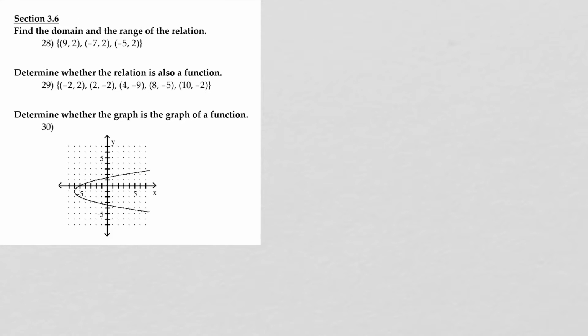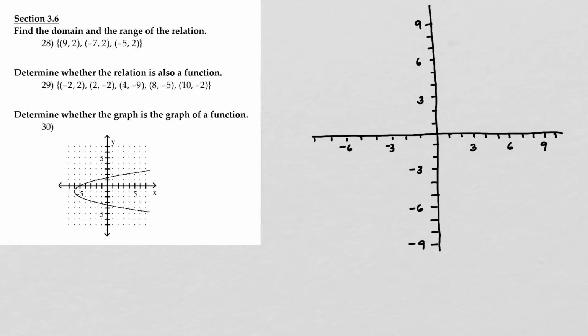Now let's take a look at question 29. This asks whether the relation is also a function. So what I'm going to do is draw a set of axes, and then plot all of these points. Okay, so I'm ready to plot my first point, which is -2, 2. That's going to be about here. And then we have 2, -2. That's going to be about here.